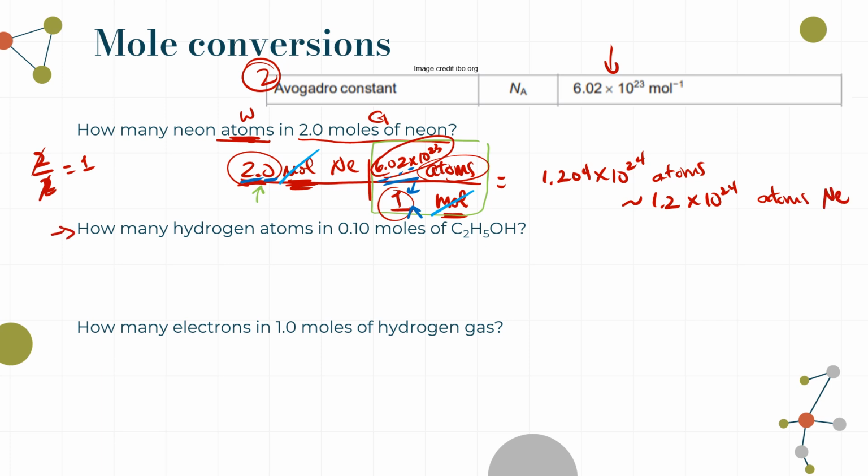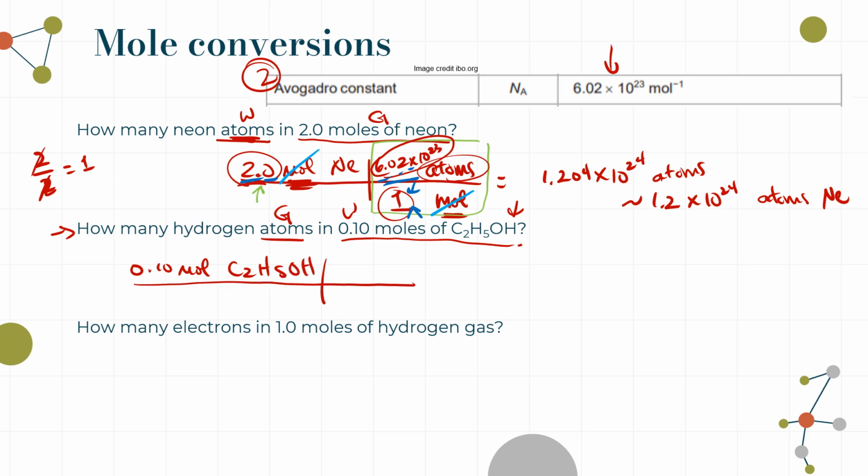How many hydrogen atoms in 0.10 moles of, this is ethanol, C2H5OH. Again, we're going to start with our wanted. We're going to flip into our given. 0.10 moles of C2H5OH. Fraction bars, railroad tracks.